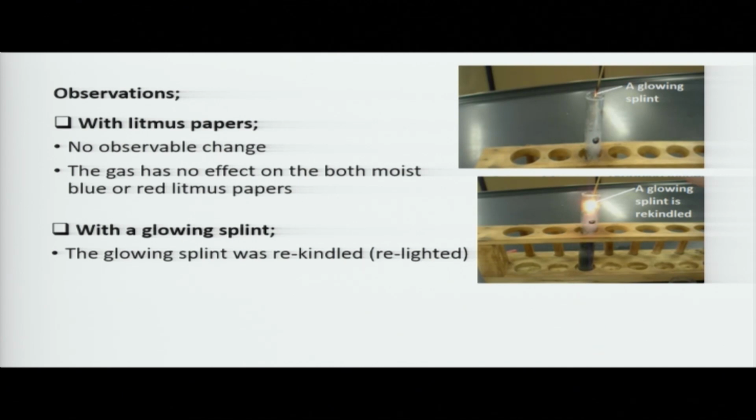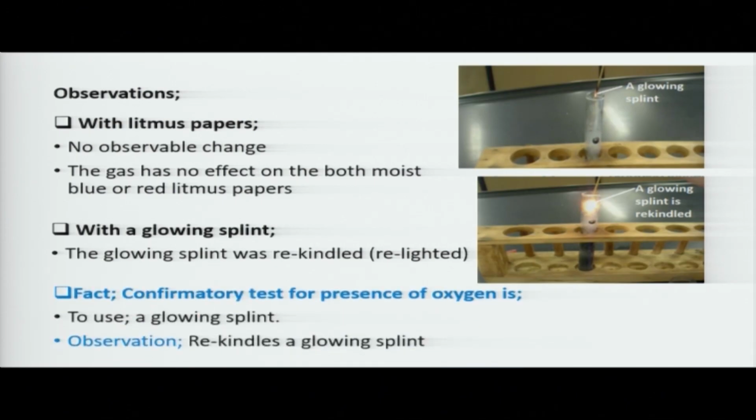And that is the one way where you confirm the presence of oxygen. And as I can state, that is a fact. The confirmatory test for the presence of oxygen is by using a glowing splint. When you put a glowing splint into a beaker containing oxygen, then it is rekindled. If it is rekindled, that confirms the presence of oxygen. So that is it with oxygen, our dear Senior 1 students.